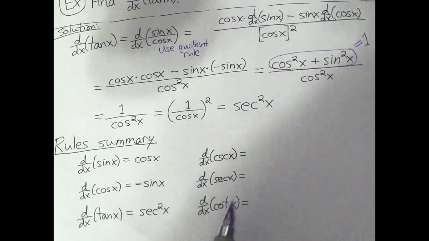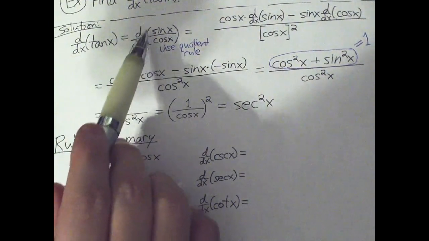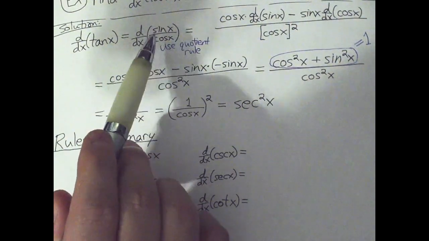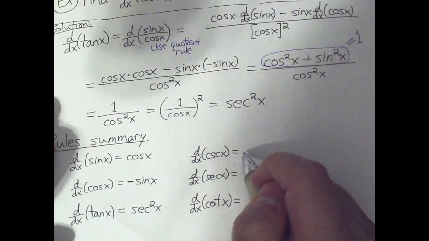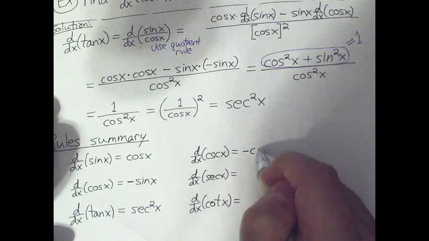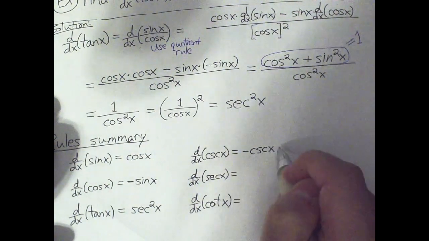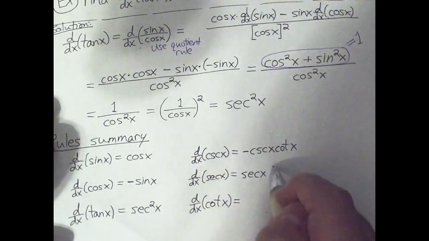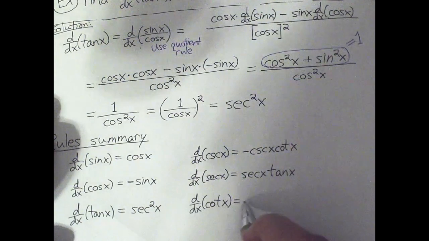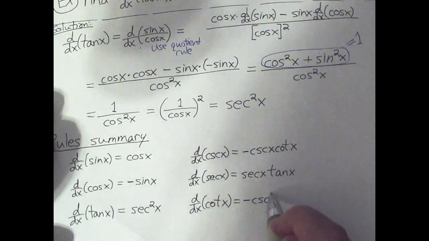Cotangent, there are 2 ways to do cotangent. First of all, cotangent is the reciprocal of tangent. So you could do it as 1 over tangent and then quotient rule. Or you could say cotangent is actually the flipped version of this. So instead of sine over cosine, it's cosine over sine. And again, you would use the quotient rule. So I'm going to tell you these 3 results. This one is negative cosecant x cotangent x. This one is secant x tangent x. And this one is negative cosecant squared x.